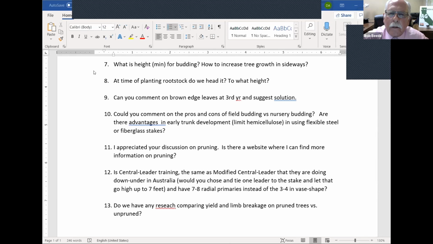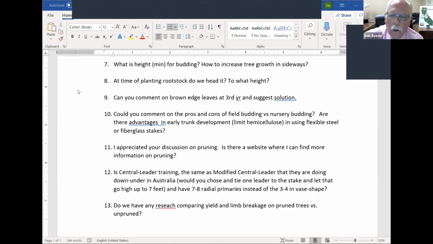What is minimum height for budding? 28 inches. How to increase tree growth sideways? Well, we've tried things like growth regulators, promalin, for example, to get sideways growth. The only way that we have practically improved sideways growth is to perform heading cuts, which is the removal of a portion of a shoot, and you cut it at the position where you want the desired side growth. Eight, at the time of planting rootstock, do we head it?